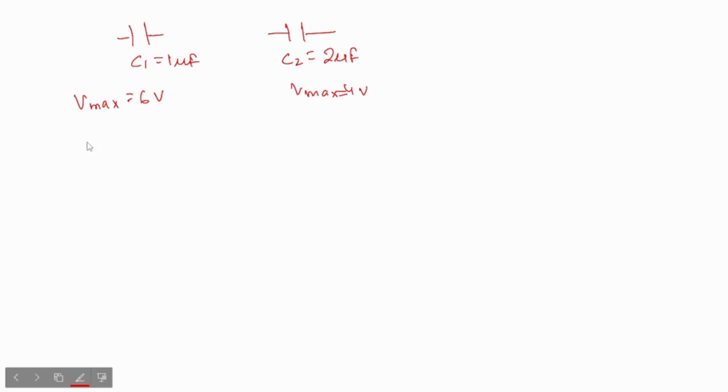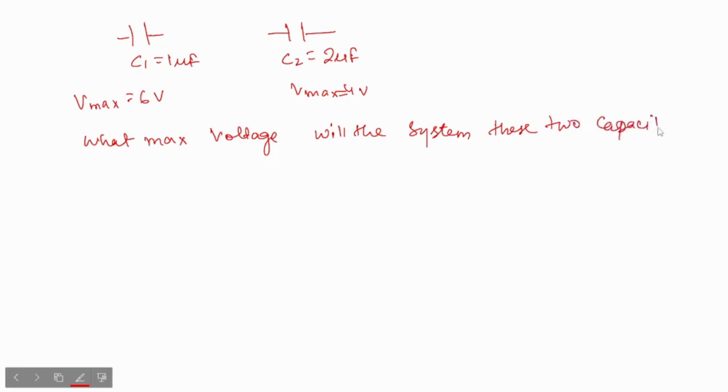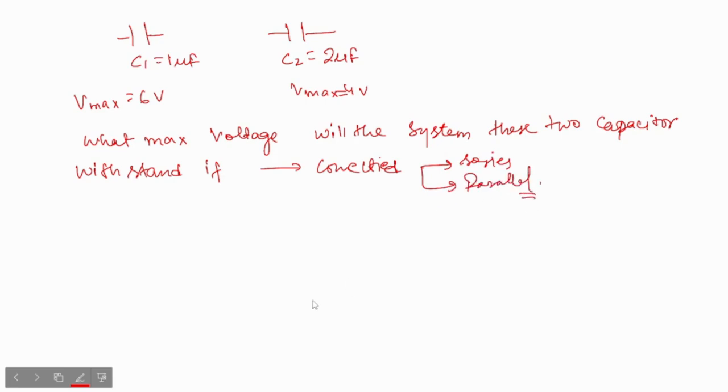Let me write it. What maximum voltage will the system of capacitors withstand if there are two cases: one connected in series, another parallel. So the first case will be when they are connected in series.